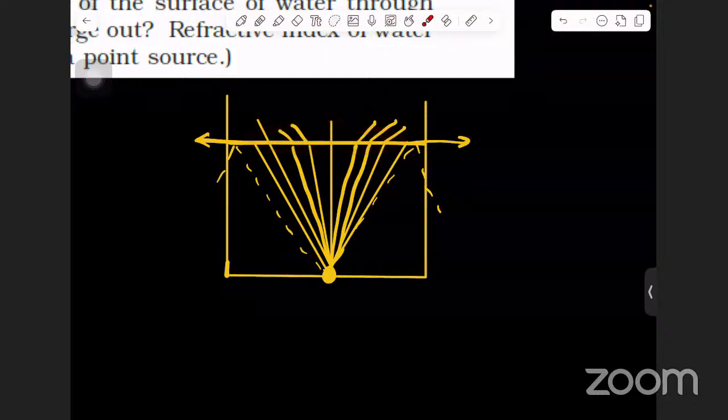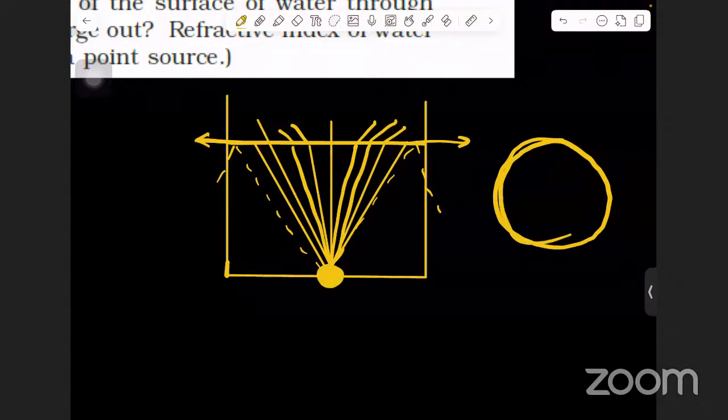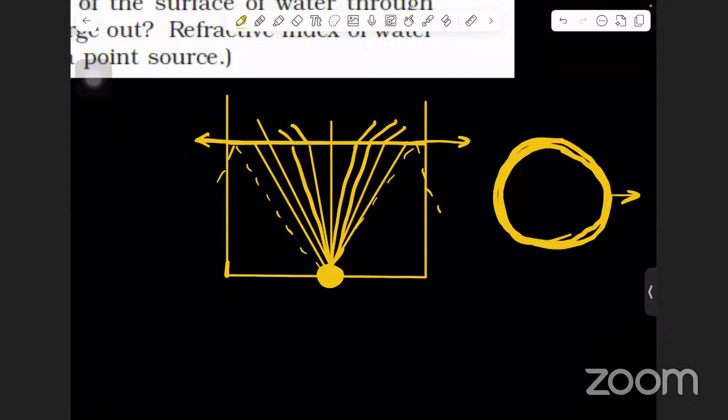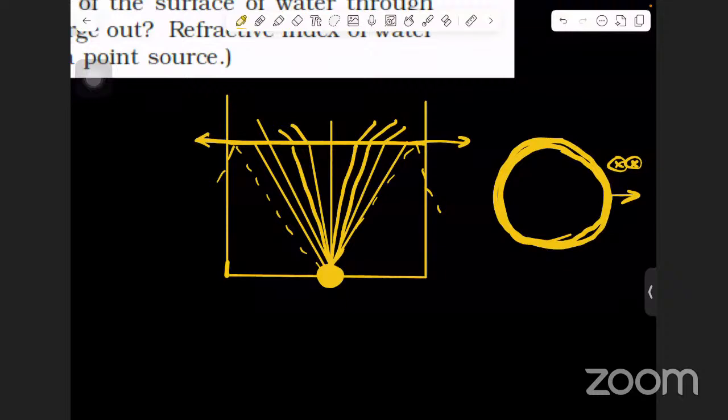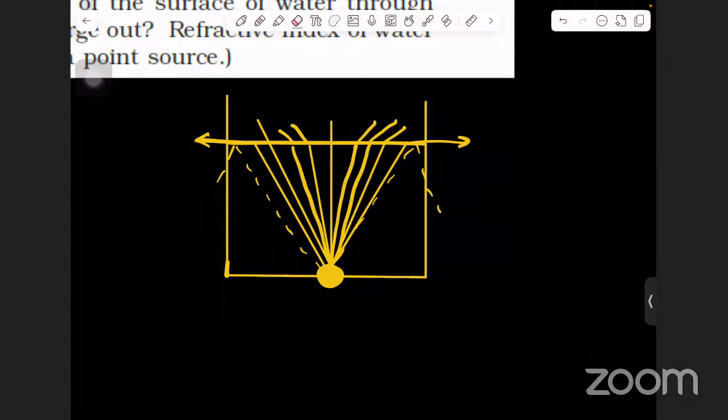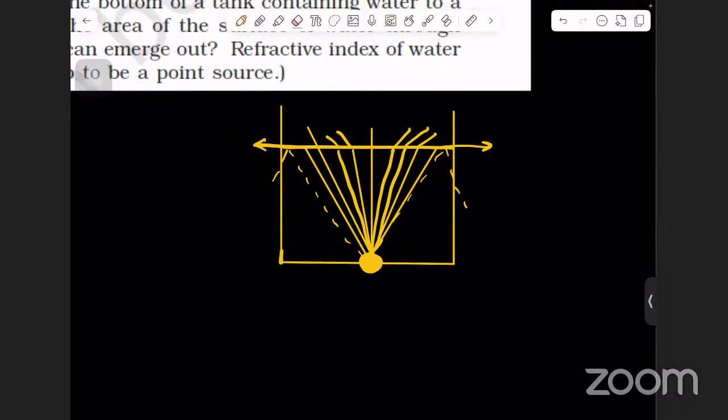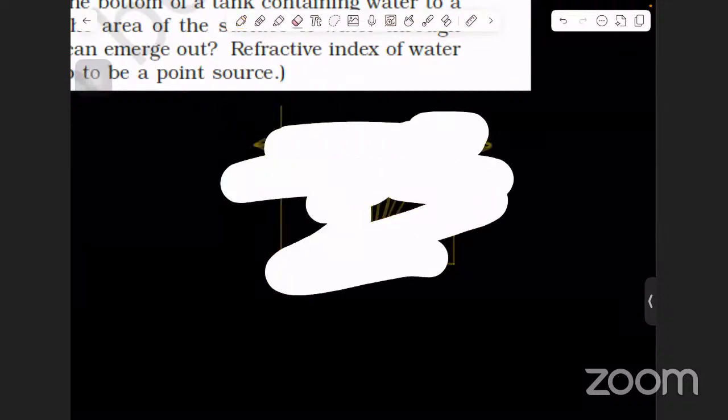All right. So if you see from above, you will see a circle because this is a point source, right? So in all directions, if you see from above, you will see a circle of light. Beyond this circle, all the rays are going inside the box again. They're getting totally internally reflected, right? So we need to find the area of that circle which is formed. So let me make this diagram a lot simpler.